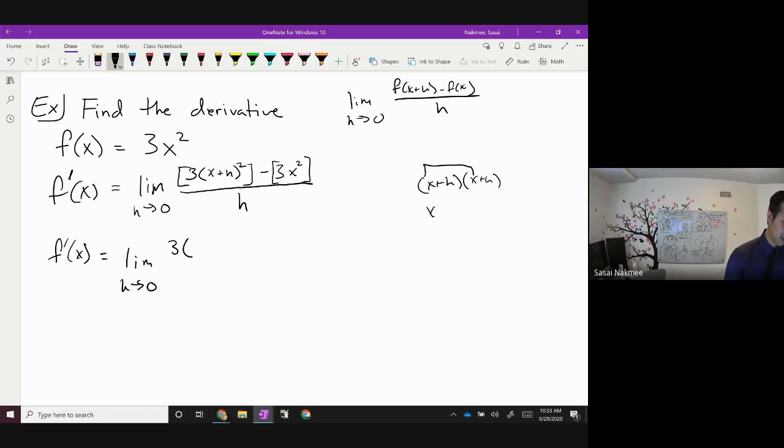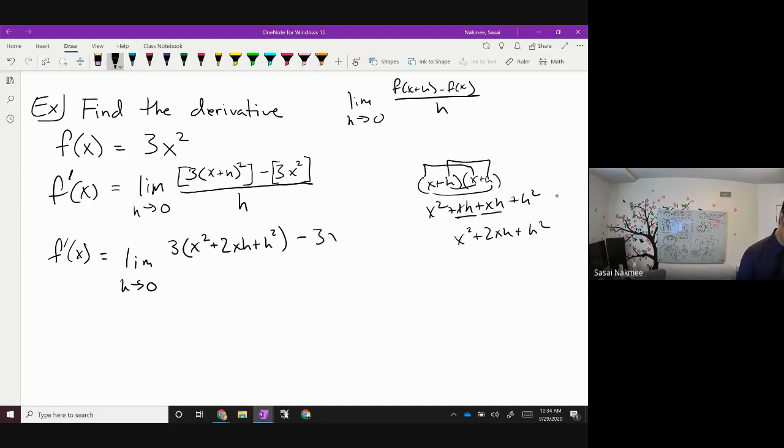So x times x is x squared. X times h is plus x times h. And again, plus another x times h. And the last one is plus h squared. When you simplify this, these are my like terms, and this becomes x squared plus 2xh plus h squared. That's what's going to be in here. So it'll be 3x squared plus 2xh plus h squared, minus 3x squared. This is all being divided by h. Keep going. Distribute my 3.